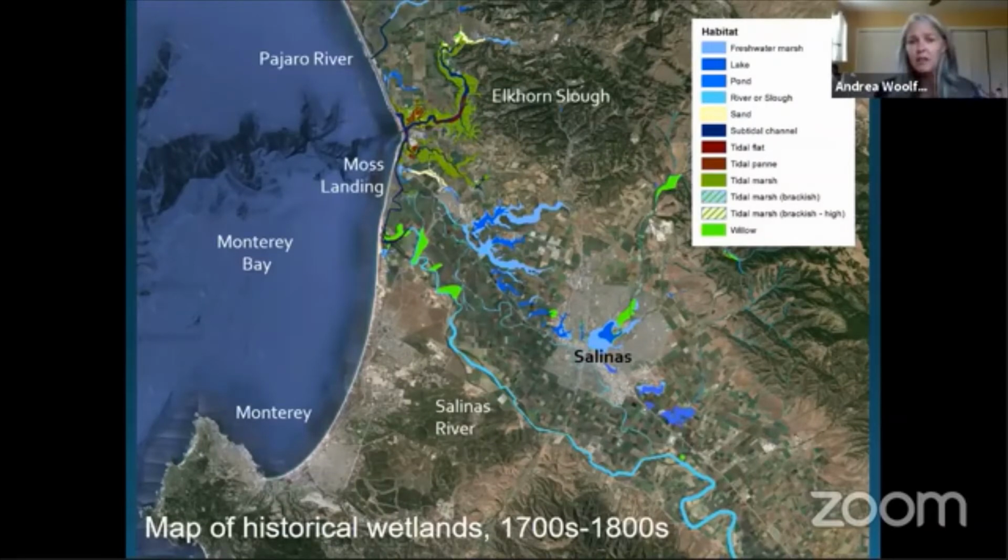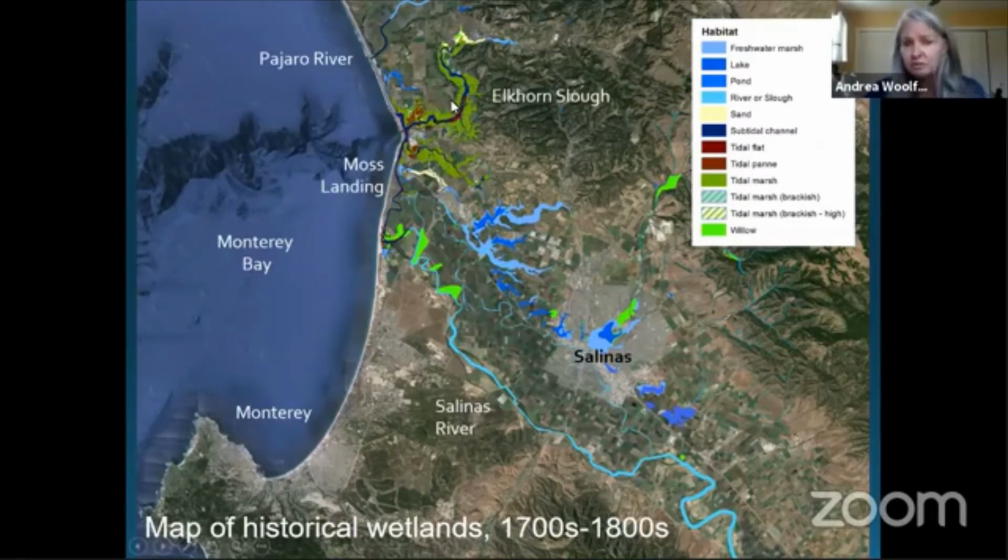So the colored things on here are a map of what our wetlands in North Monterey County looked like in the 1700s and 1800s. And let me go through the color coding really quick. Up at the top, you see a lot of olive greens and dark blues. Those were tidal, and still are in most cases, tidal areas. The green shows you tidal marshes, and the blue shows you tidal channels.